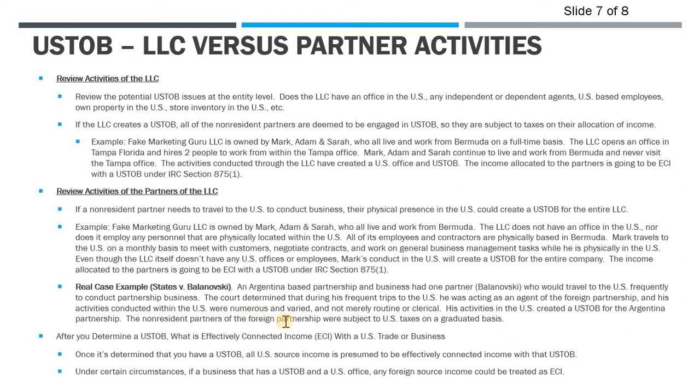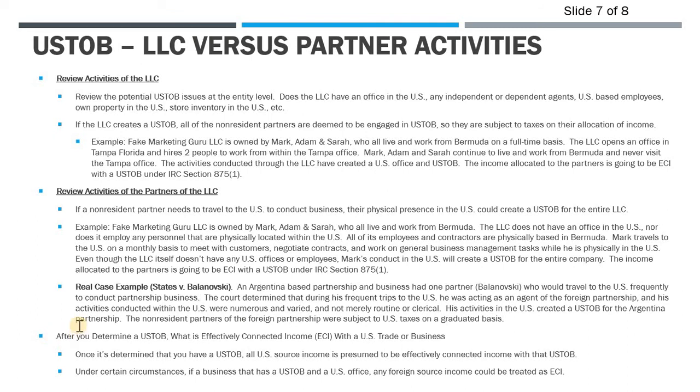So his conduct was numerous and varied. This is the language that they use, not merely routine or clerical. So because of his activities in the U.S., it created a U.S. trader business for the Argentinian partnership, right? So what that means is the Argentinian partnership had to get an EIN. It has to file a Form 1065, report the income, and the non-resident partners are now paying tax. So that's why very, very important to try to limit your activities in the U.S. as much as possible. Your physical activities. Remember, you can have clients in the U.S., and that's fine. You just have to be doing everything outside the country.